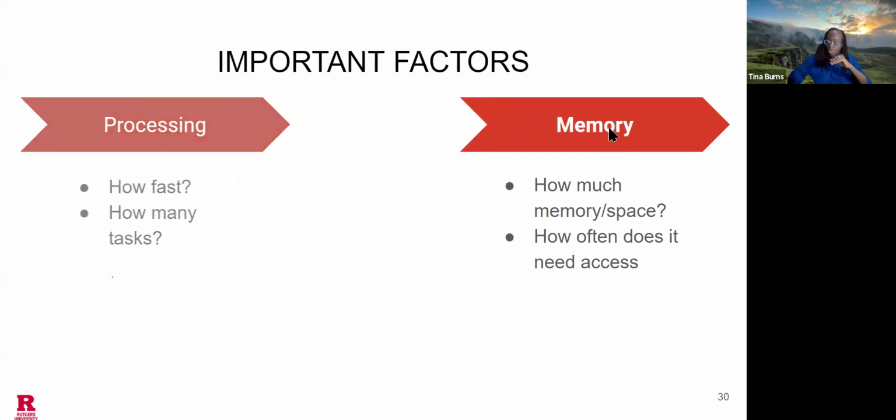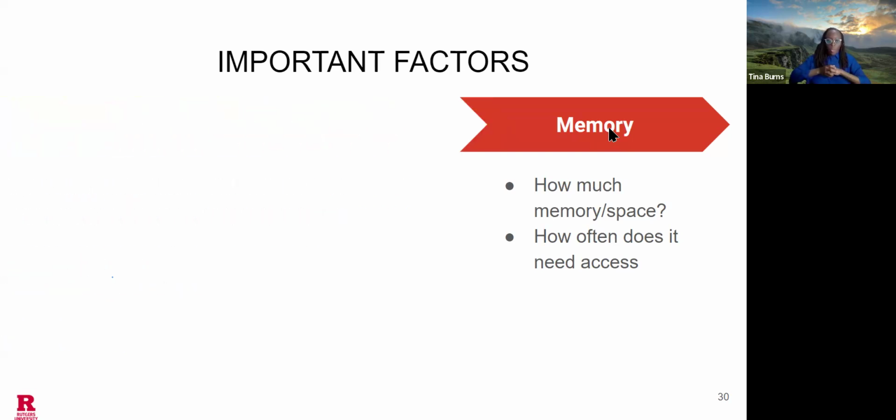Now we're going to go into option three, which is our memory. How do we improve our memory? How do we improve how we use our memory? How much space is available and how often does it need access? This is a question that I asked before, and this is particularly for your particular program. How often is this register accessed?